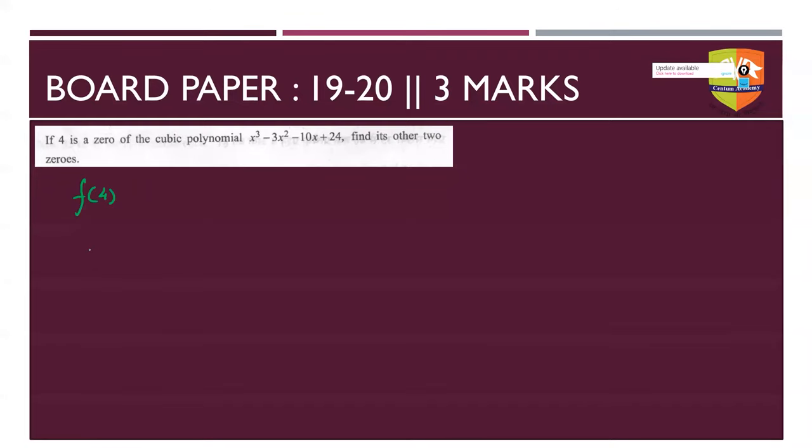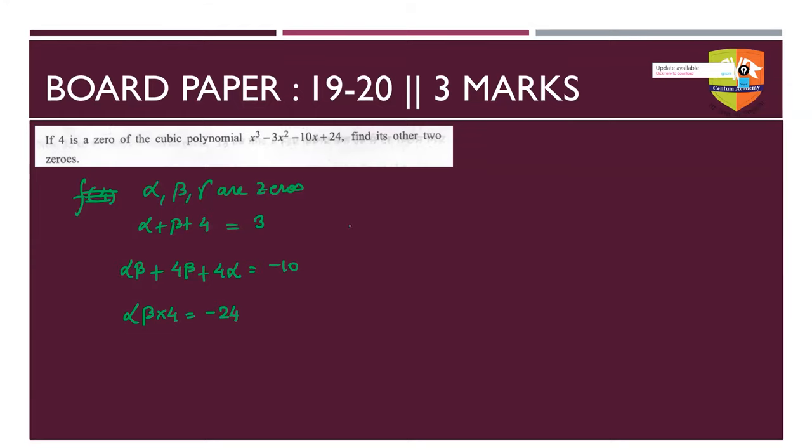Or you can divide by x minus 4. So what did you do? Or you can go for the alpha, beta, gamma thing, whichever. There are two, three ways of doing it. So let's say alpha, beta, gamma are zeros. So alpha plus beta plus 4 is equal to 3, right? And alpha beta plus 4 beta plus 4 alpha is equal to minus 10. And alpha beta into 4 is equal to what? Minus 24. Am I right? Minus plus minus, yes.